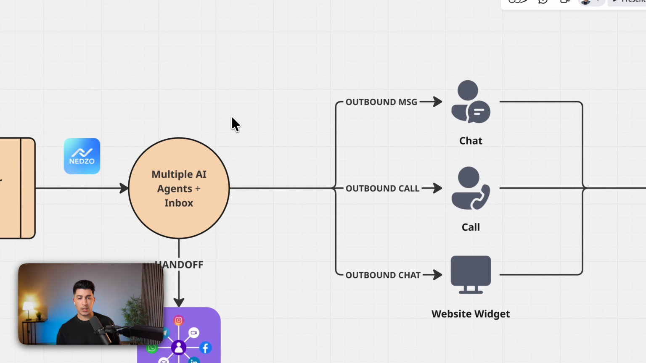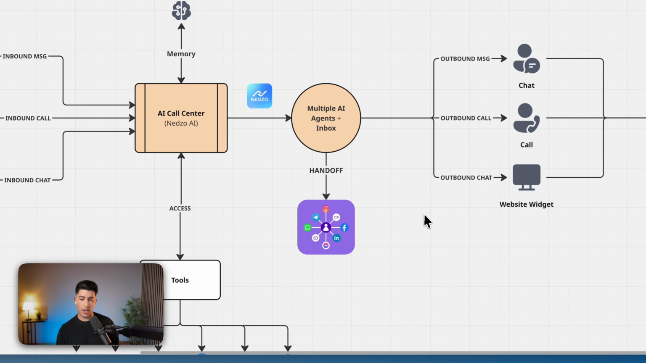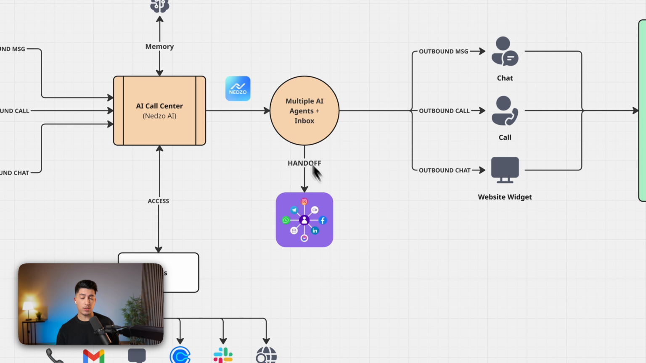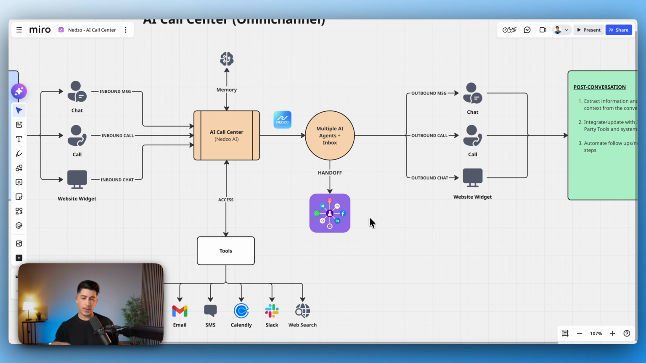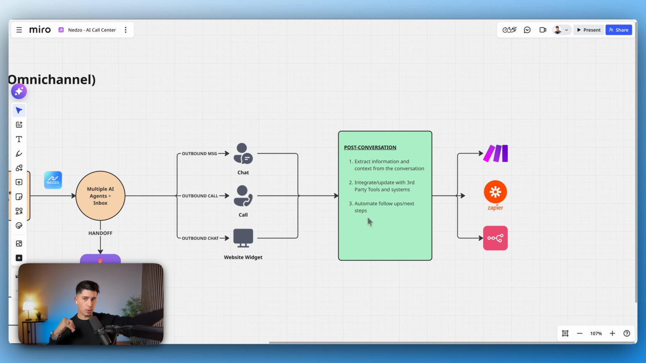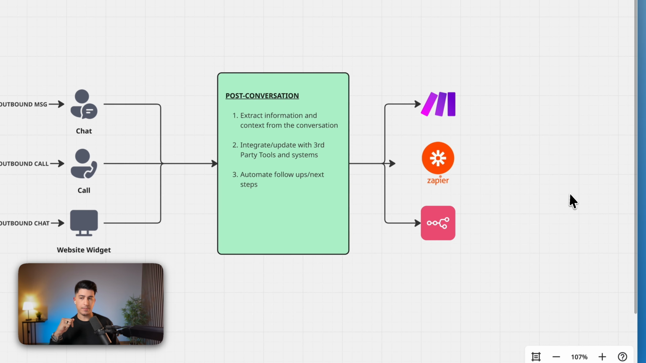And lastly, we enable these agents to also do outbound. For human handoff, we have, of course, appointments, transfers, but also we have the unified inbox where we can go in and manage all conversations. When a call ends, we can push all that information to third-party systems if we wish so, via one of these automation tools like Make, Zapier, or N8N.